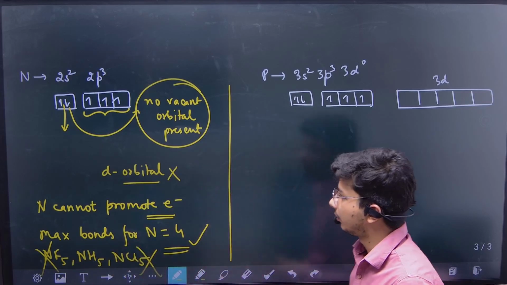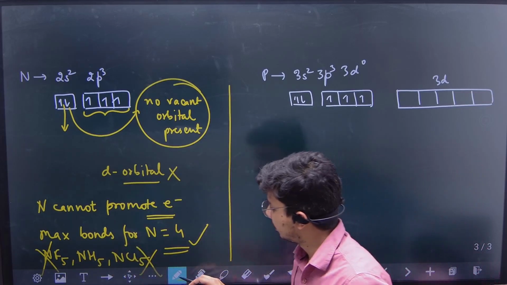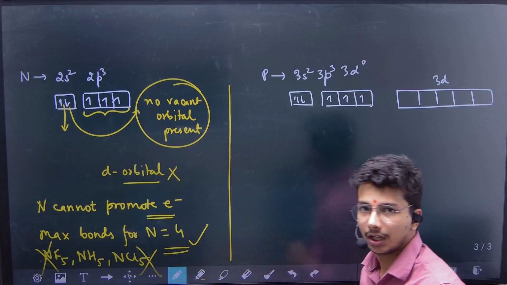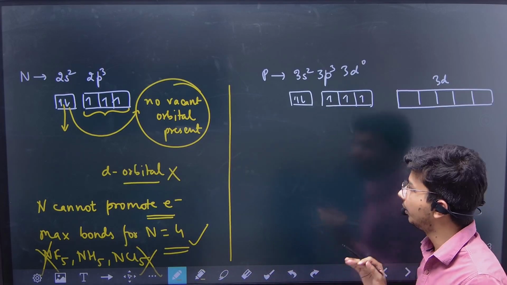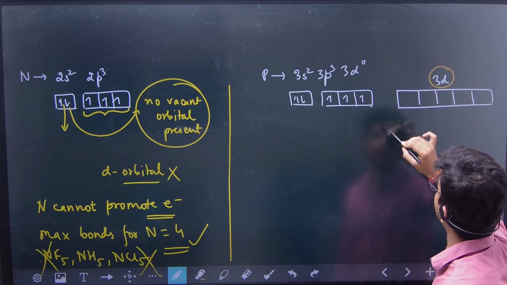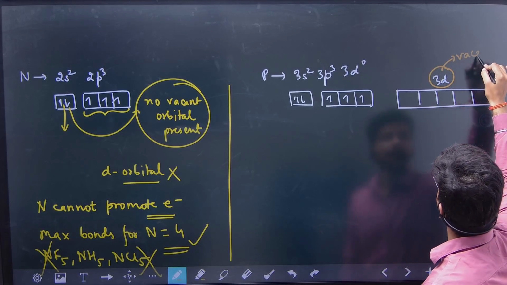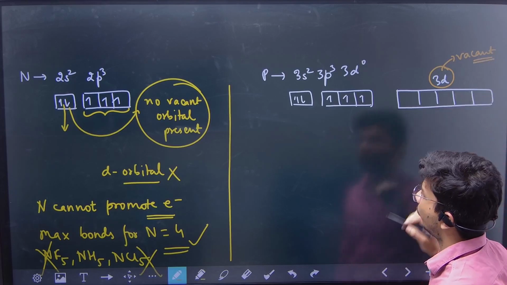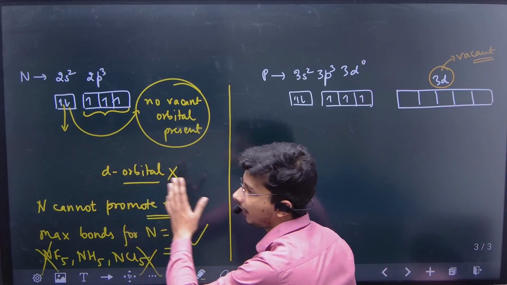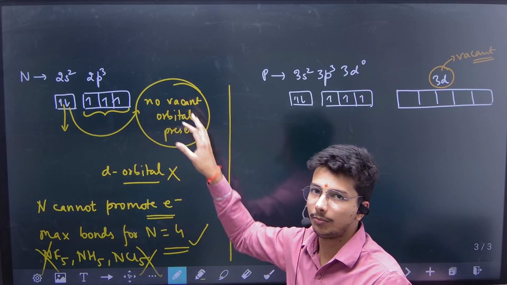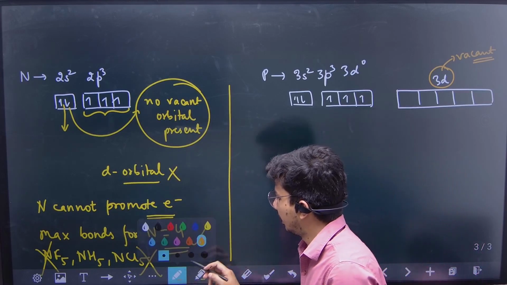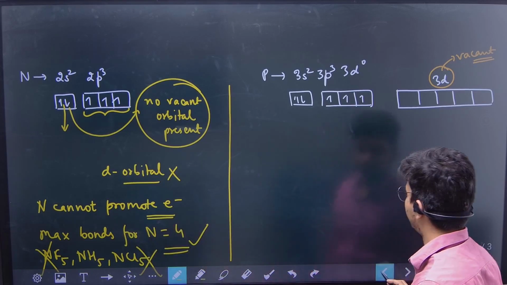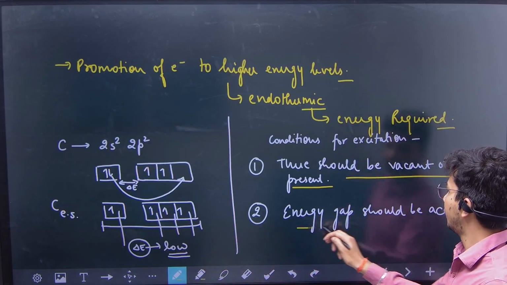Okay. So now let's take the example of phosphorus. Phosphorus, we have 3s2, 3p3, and 3d0. Okay. So the 3d orbital here is vacant. Now, what was the problem in nitrogen has been solved here. Okay. There was no vacant orbital, but here there is a vacant orbital present, but there is also one second condition, no? That the energy gap should be accessible.